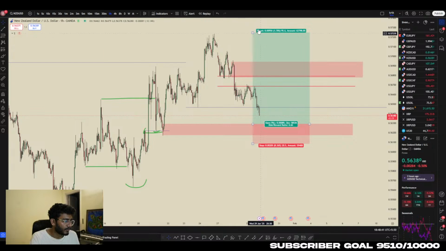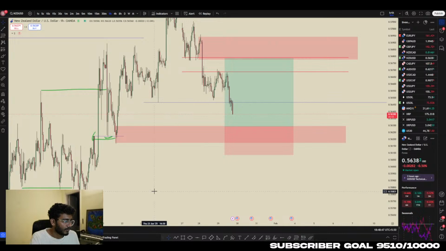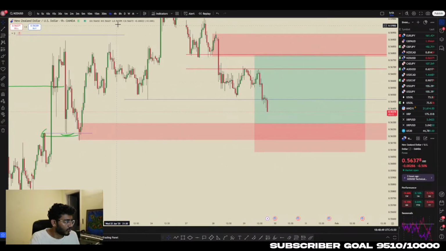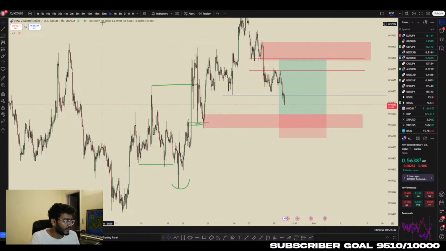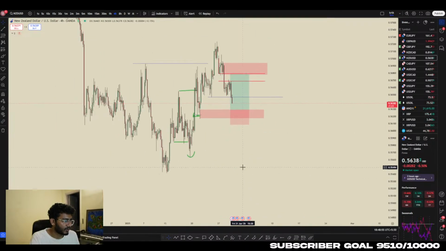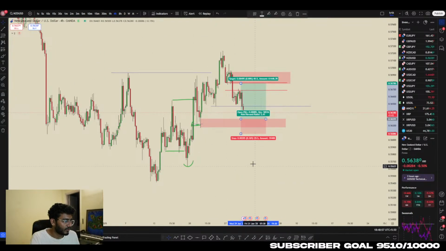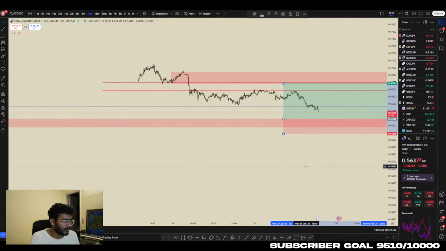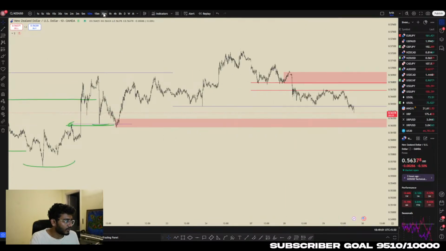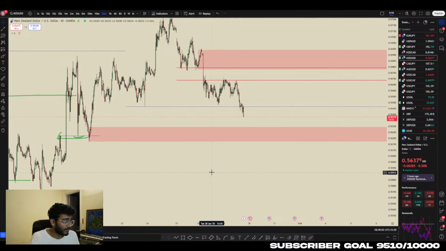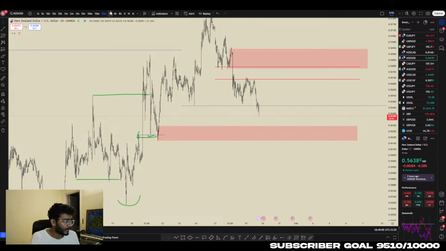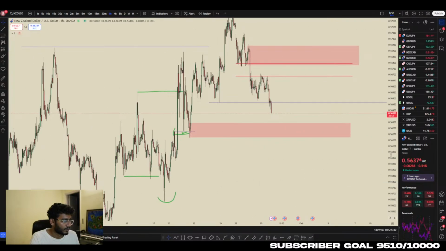But we have to look for at least a change of character on the low 1 minute time frame, because right now the overall trend is to the downside on the higher time frame, but our weekly structure, like 4 hour structure, is going to the upside. But I don't think price will give us an entry, so we need to look for a change of character, or else we are looking for a sell side entry.